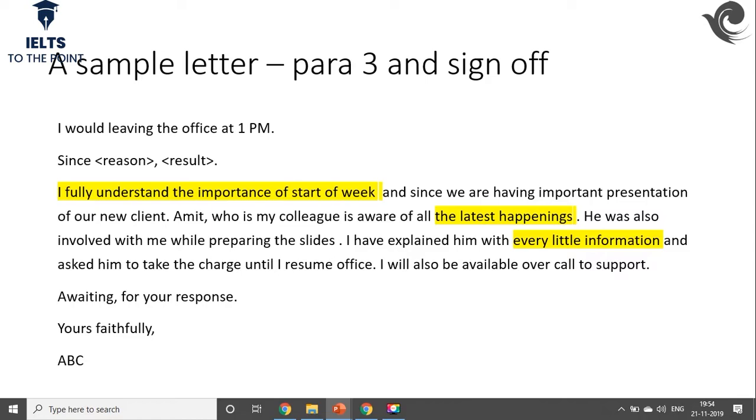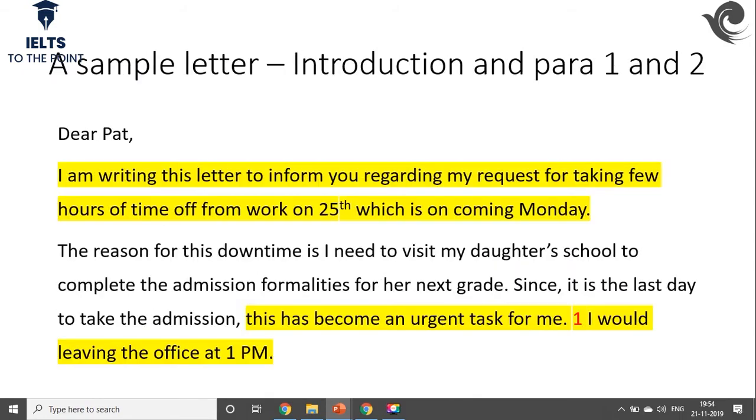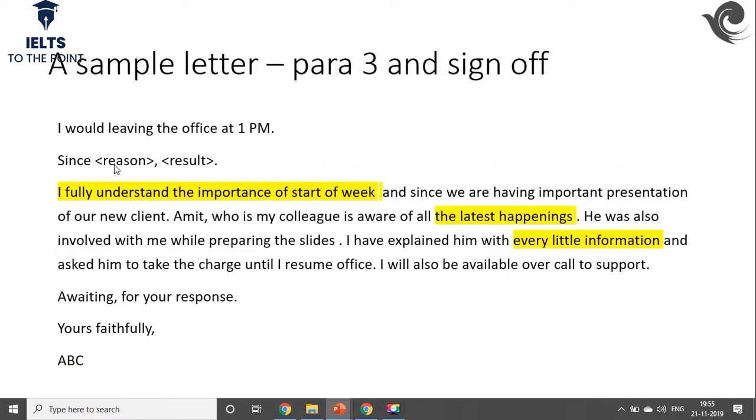Awaiting your response. First of all, there should not be any comma after awaiting. This is exactly how the person has written, and that's why I've put it over there. Then yours faithfully, ABC. Now remember, first of all, you have started the letter with Dear Pat. You have started the letter with Dear Pat. Alright, you can't sign off your letter with yours faithfully. You can't do that. Remember that part.